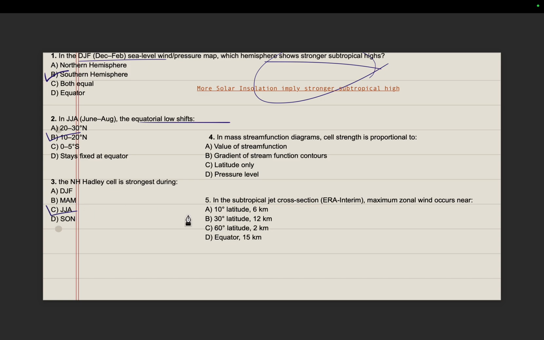Question 4. In the mass stream function diagram, the cell strength is proportional to: the value of stream function, gradient of stream function contours, latitudes only, or the pressure levels.